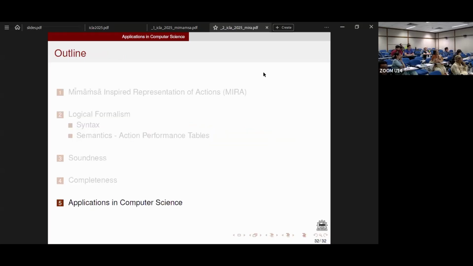Next would be how we applied this in the computer science angle. Next slide, please.